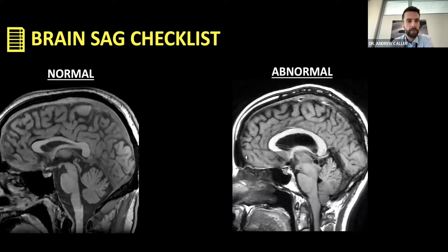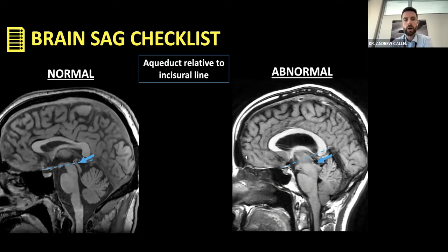On screen left, we have a normal MRI of the brain. On screen right, we have an abnormal one. And what specifically is abnormal? Well, number one, if we draw a line that approximates the tentorial incisura, and we look at the relationship of the aqueduct to that line, the aqueduct should be at or above that line, but not below it, as in the case of a sagging brain.